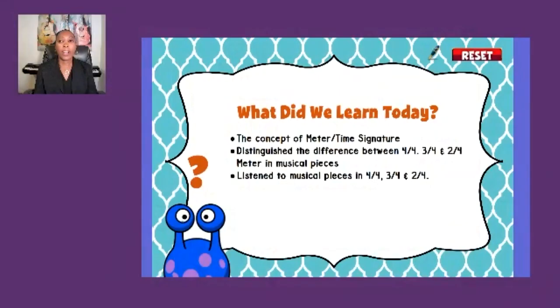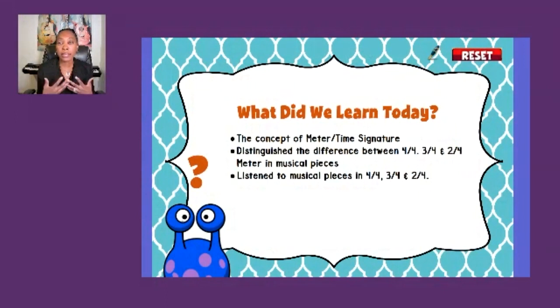Well, we talked a little bit about time signature, 4/4 time signature, 3/4, 2/4. Let's talk about what you learned and what's for homework. All right. So let's talk about what you learned today. As I mentioned already, we were talking about the time signature, but now you're able to distinguish between the 4/4 time signature, 3/4 time signature, and 2/4 time signature in musical pieces.